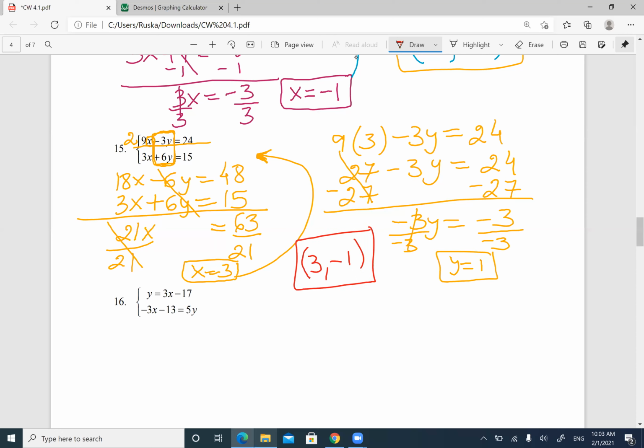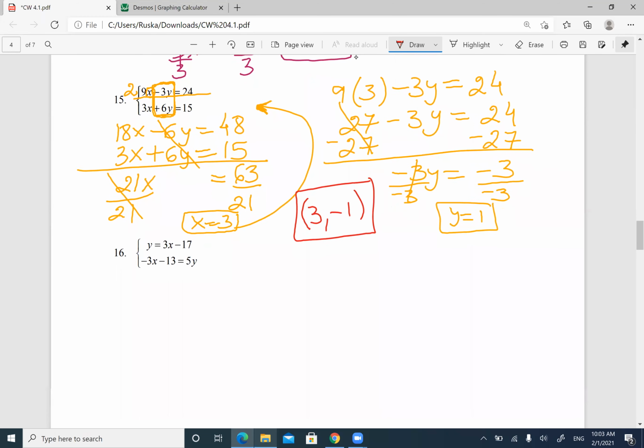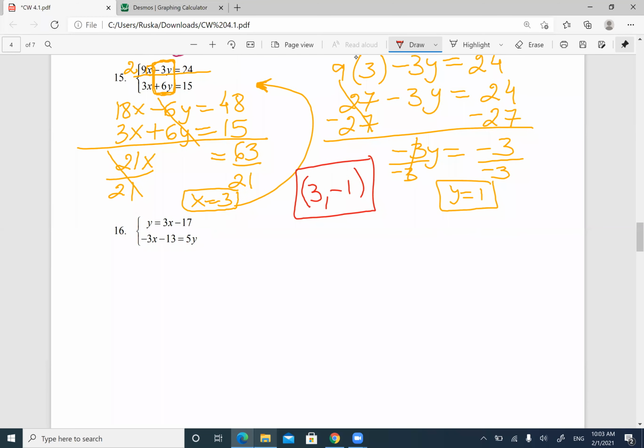Okay? Everybody good? It's 3 and positive 1, right? Oh, not negative, yes, thank you. I don't know why I said negative 1. Yes, it's positive 1.